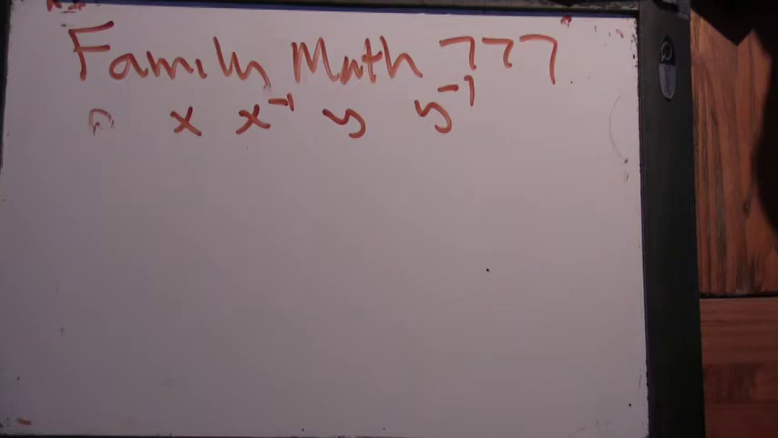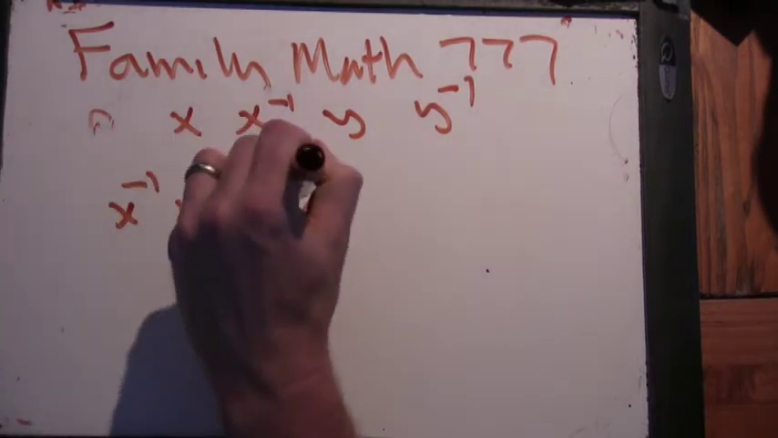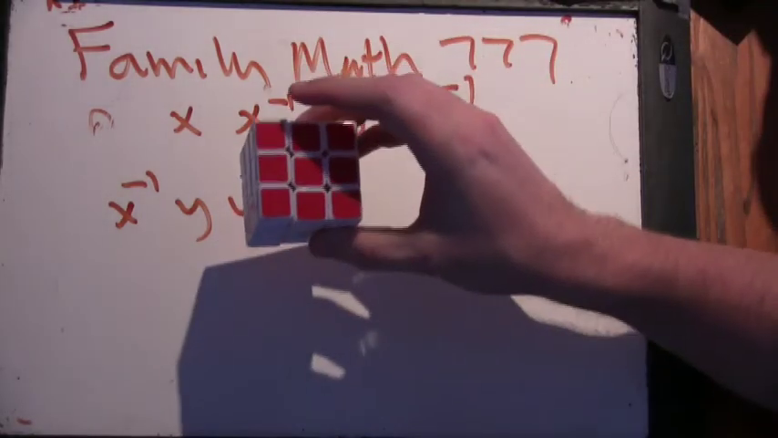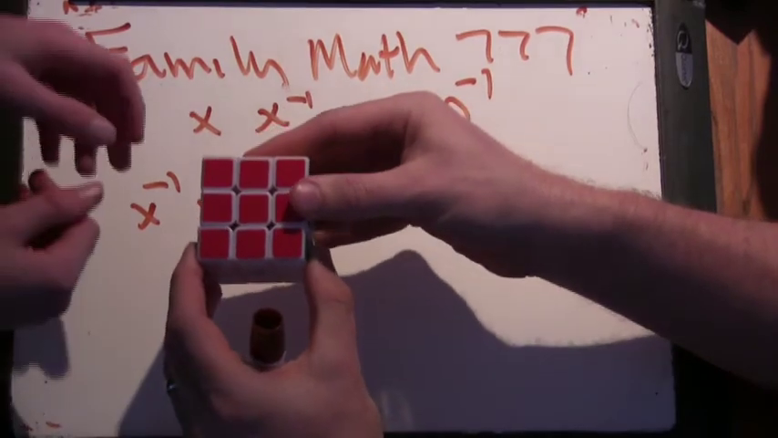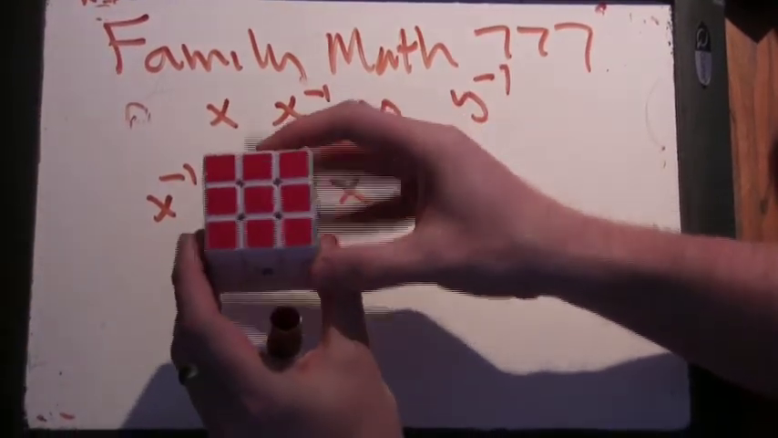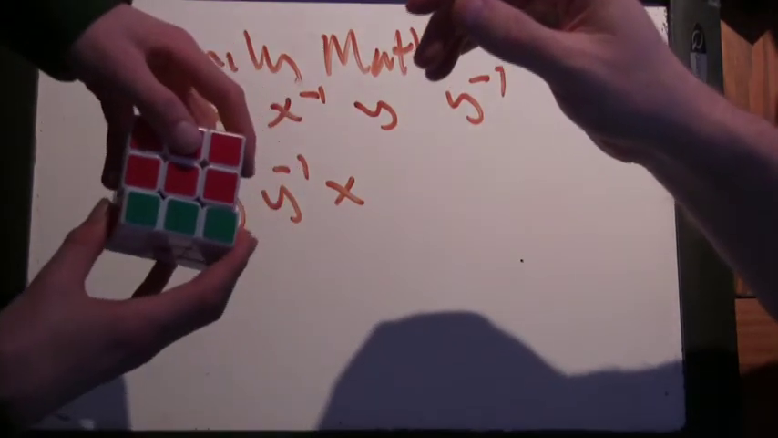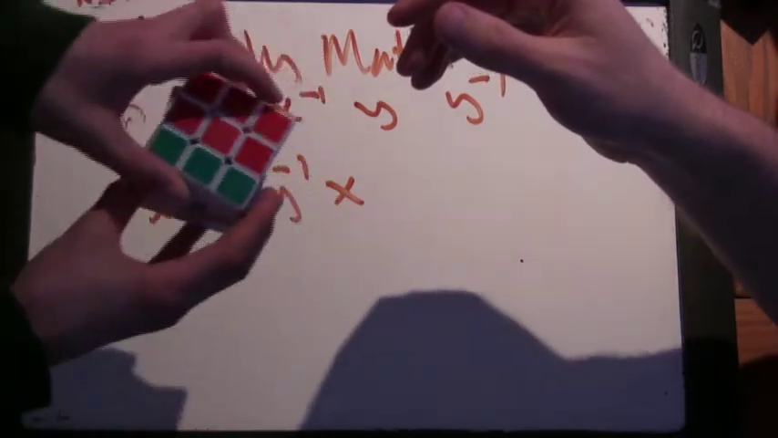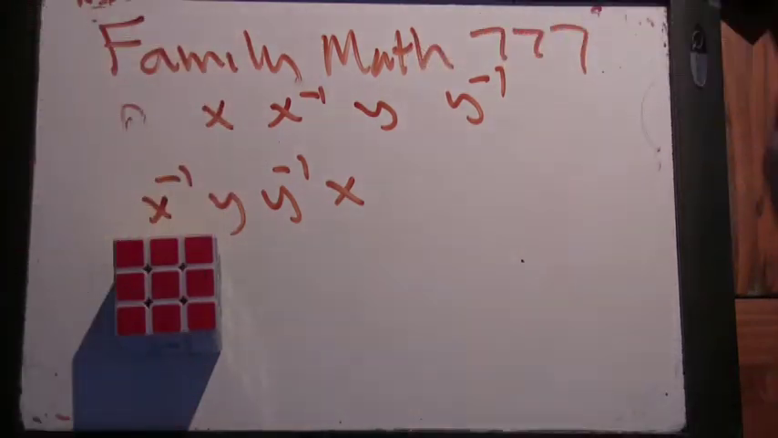So go ahead. X inverse y, y inverse x. Okay, actually, that is a fantastic example. Do you want to do that on the cube? Sure. So where you're standing, that's going to be x. Okay. And y is going to be that way. So do x inverse, x inverse. Y is this way? Yep. Y, y inverse, x. Yeah. So what happened? We just get back to where we started.